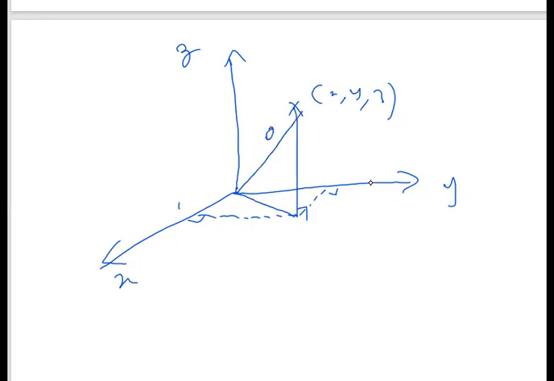Let's pick a variable rho. Rho is the radius of the sphere, right? I will put another angle theta. No, I will choose a different letter. So this is theta, and this is phi.